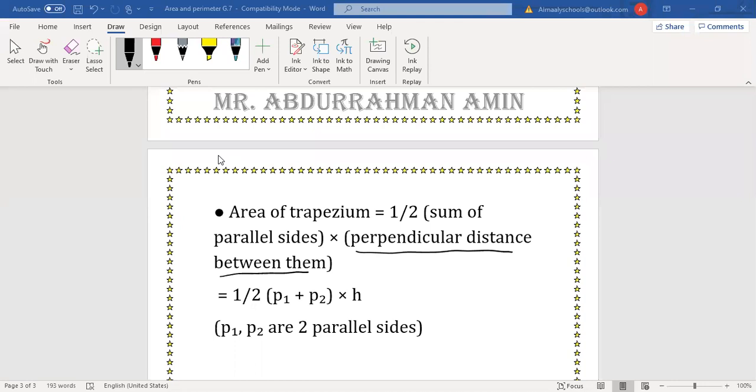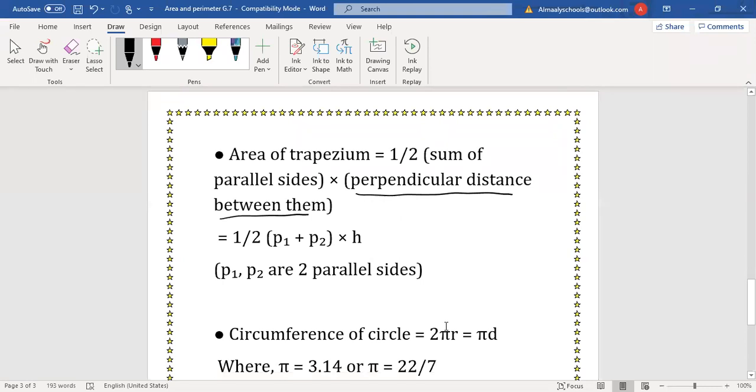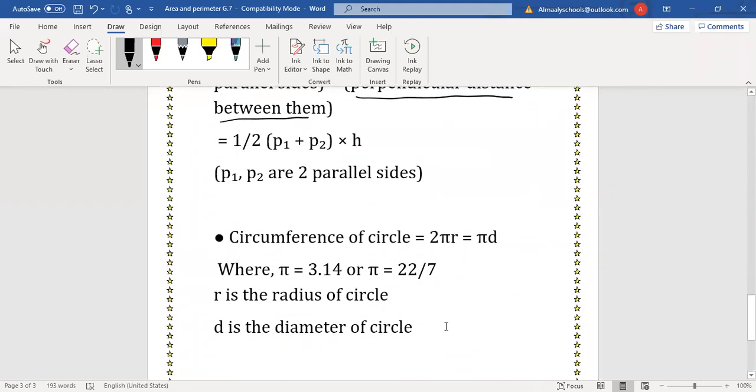Okay, let's first revise. The area of the trapezium equals half multiply the sum of the two parallel bases multiply the perpendicular height. And now let's start with the circumference of the circle. It will be 2 pi r, 2 multiply the length of the radius of the circle, or pi multiply d, and d is the length of the diameter. Pi equals 3.14 or 22/7. And r is the radius of the circle, d is the diameter of the circle.